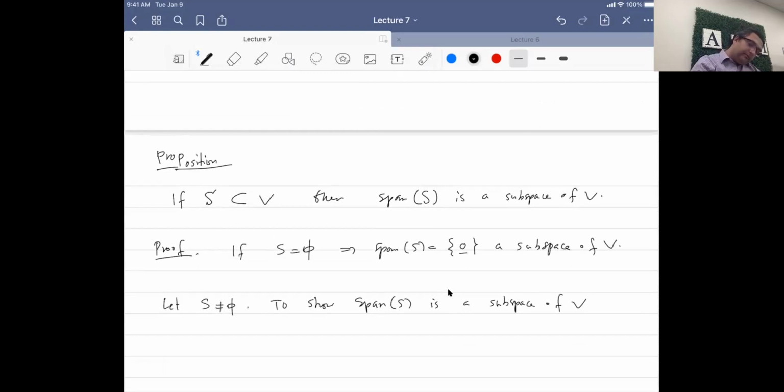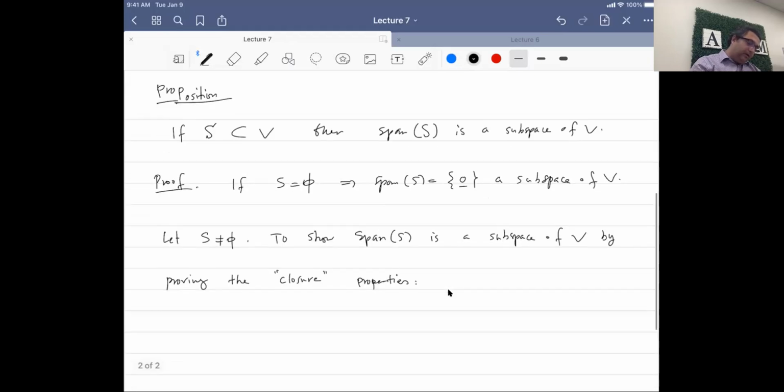The closure properties or axioms. What do I mean by that? If U1 and U2 are in the span of S, is it correct that U1 plus U2 is in the span of S too? Being in the span of S means nothing but a linear combination of vectors in S. That's the meaning of being in the span of S.